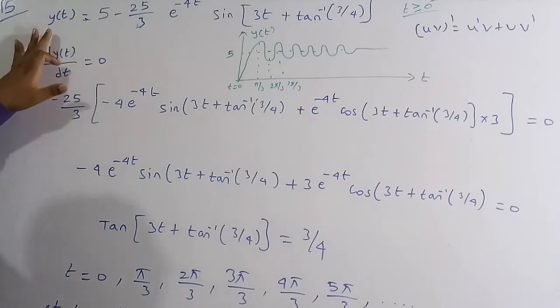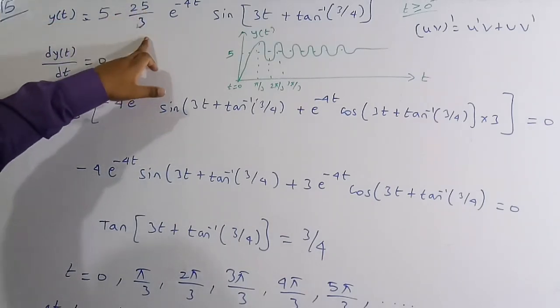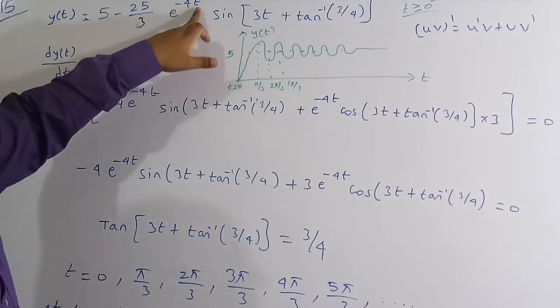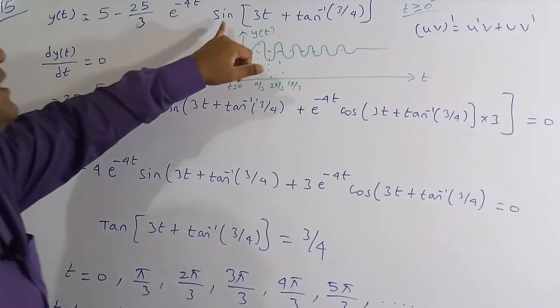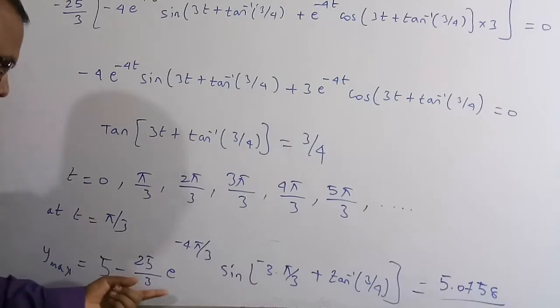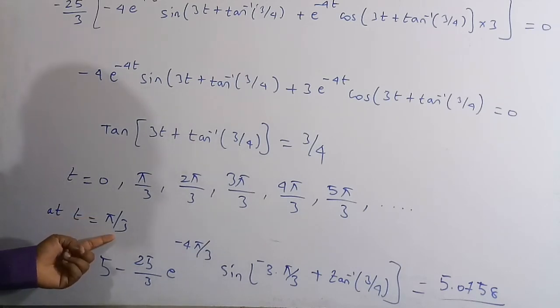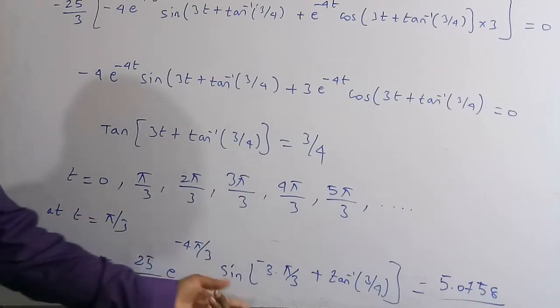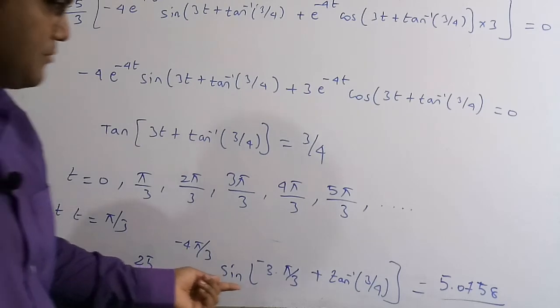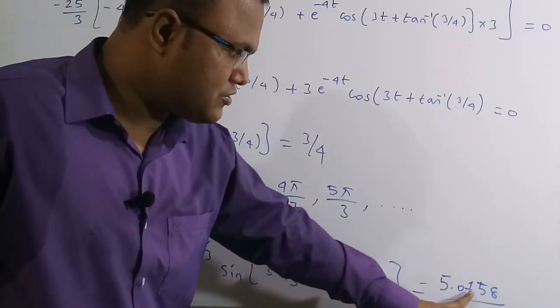So in place of t, I need to substitute pi by 3. So therefore 5 minus 2 pi by 3 into e to the power of minus 4, in place of t, substitute pi by 3. Again, sine of 3 into pi by 3 and this thing. So I have done the same thing here. In place of t, I substituted pi by 3, and at t is equal to pi by 3, we are going to get the peak value. So at t is equal to pi by 3, substitute all these values and do the simplification. Finally, we are going to get 5.0758.